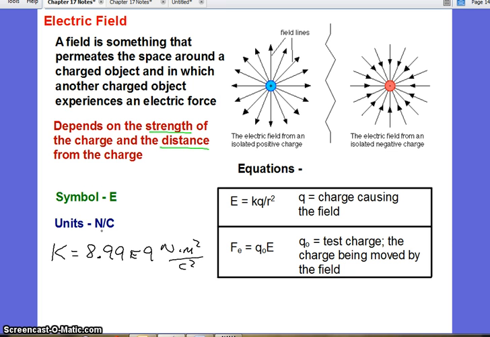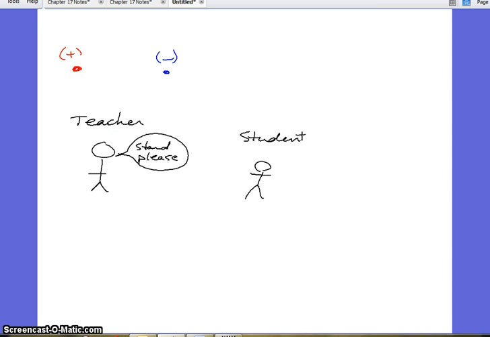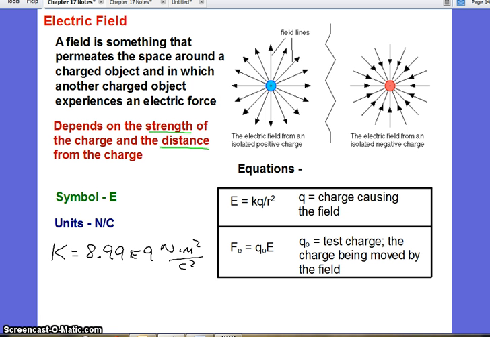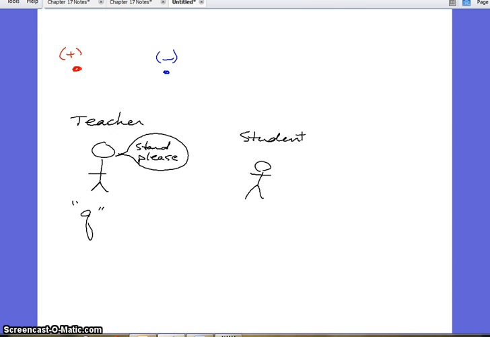Now the two charges in the equations are actually different though. The charge in the first equation is the charge causing the field. Continuing with my analogy, it would be the teacher. This would be our charge in that first equation. In the second equation, Q sub 0 we call the test charge. This is the charge being moved by the field. So the student is considered the test charge in the analogy that we had used earlier.